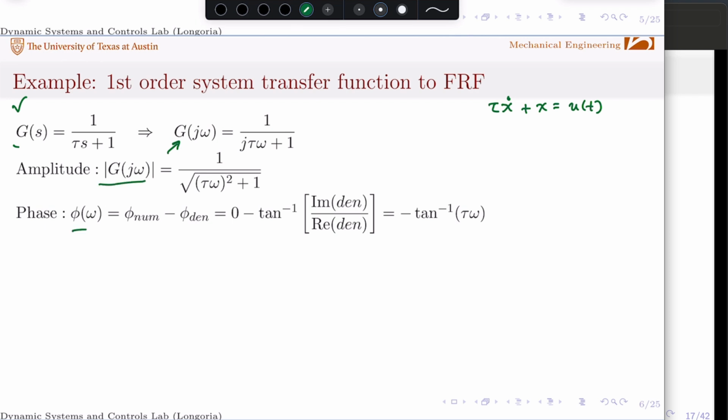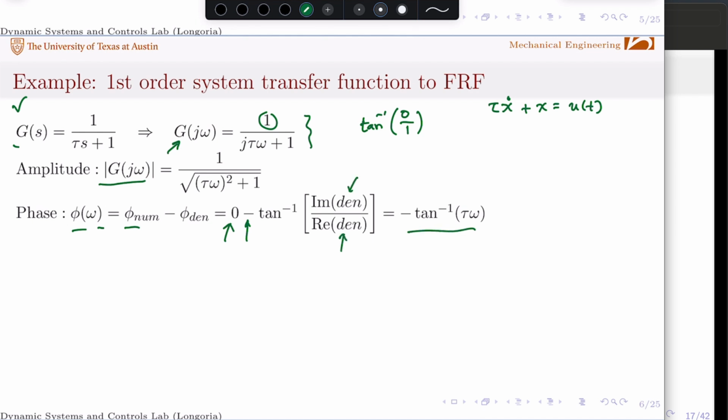And a little bit of review of how to get magnitude and phase of complex numbers can help. For example, to get the phase of this complex number, you take the arctangent of the numerator minus the arctangent of the denominator. This is the inverse tangent of the imaginary part, which is 0, over the real part, which is 1. So that's why you have a 0 there. But then the denominator has real values, tau omega over 1. So that's why you're left with that.